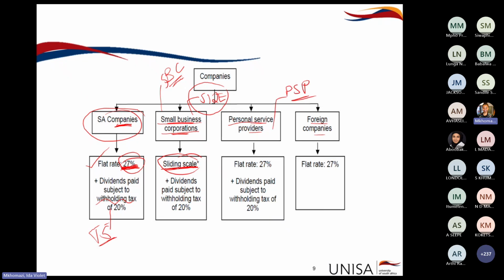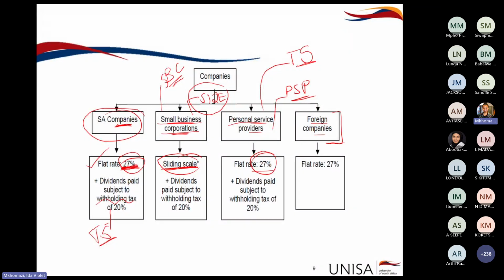The other type that we have is a personal service provider, which is short for PSP. This one, you will find the definition in paragraph, I think it's paragraph 1 of the 4th schedule. But again, this you will also learn about in topic 5. What I wanted to highlight is that as per the definition of a PSP, a personal service provider can either be a company or a trust. If that personal service provider is a company, then you need to remember to apply the tax rate of 27%.